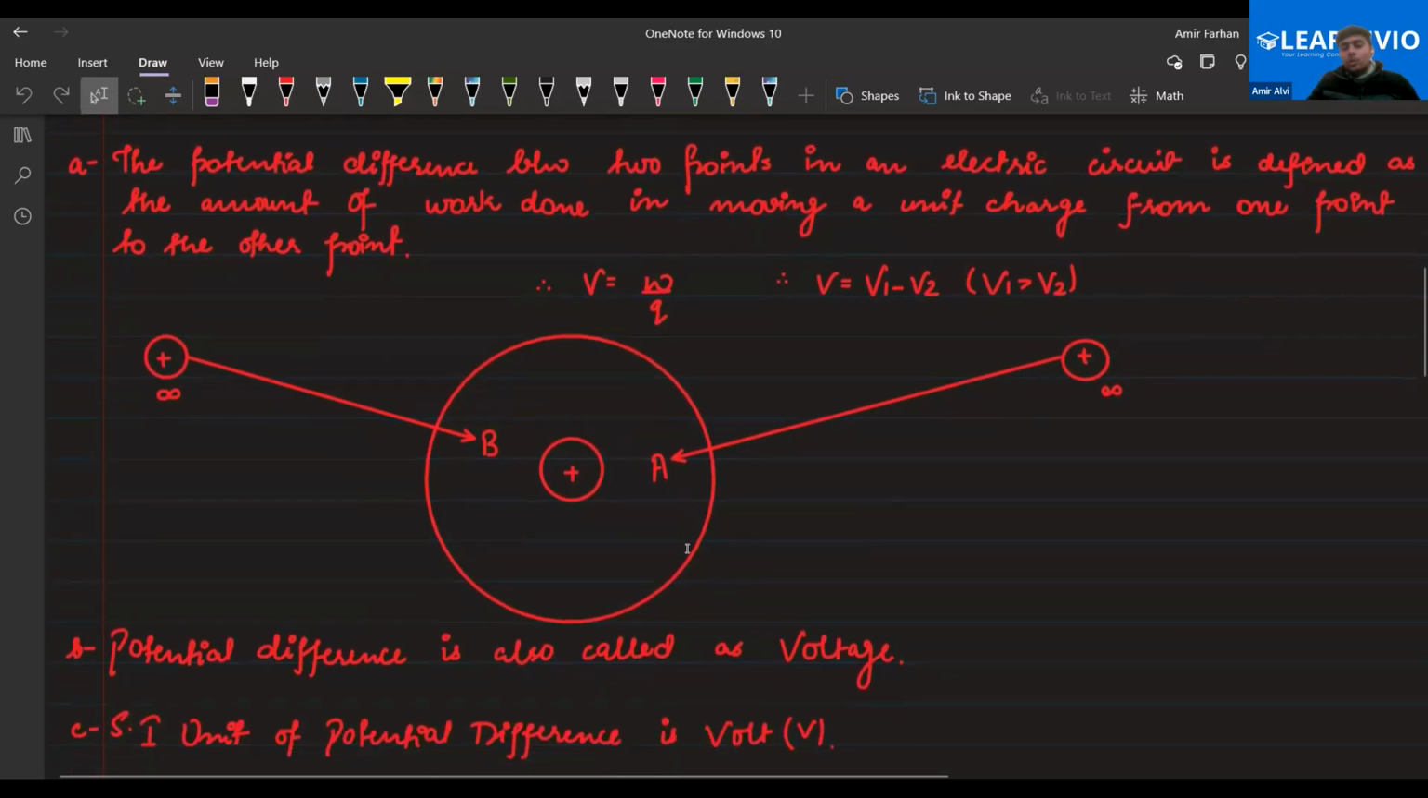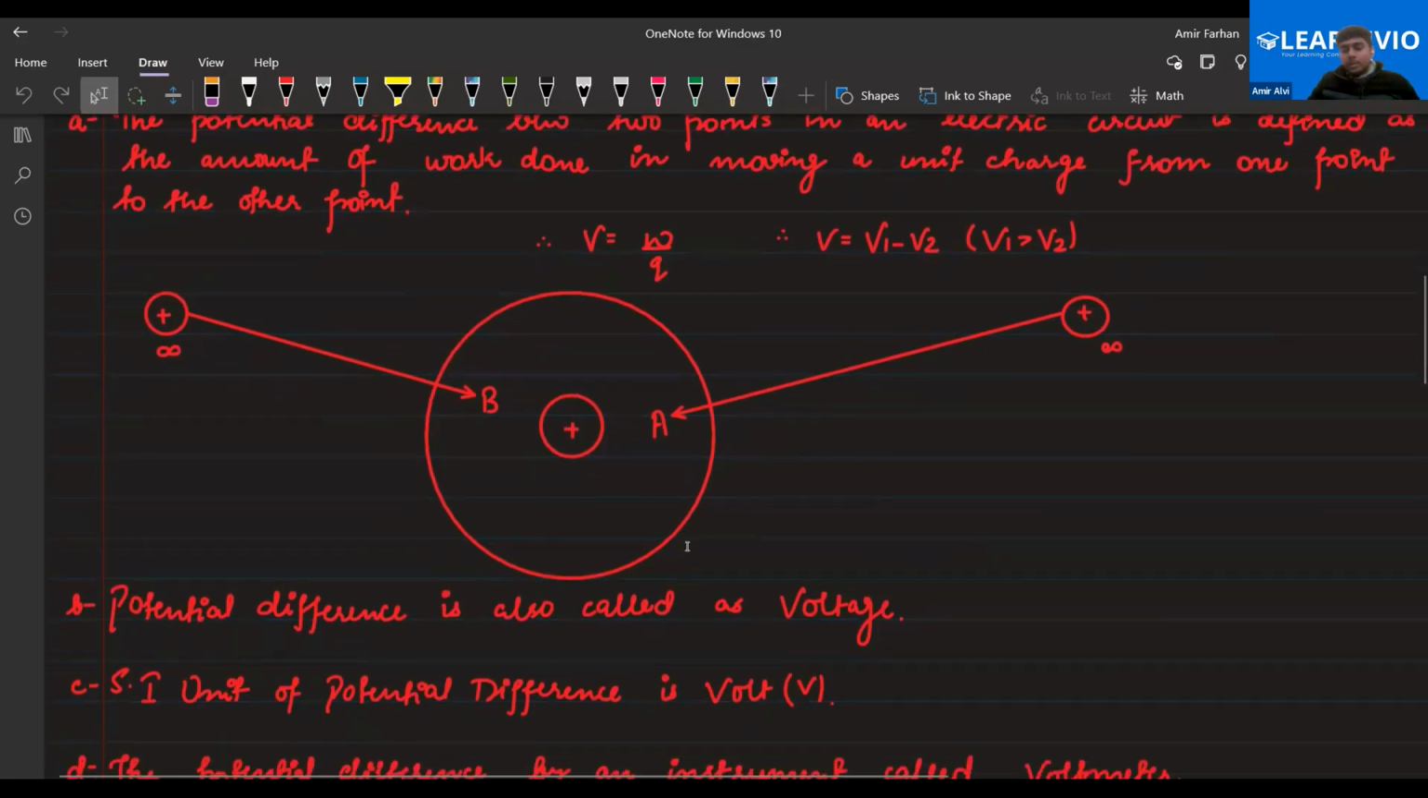Potential difference is also called the voltage. And the SI unit of potential difference is volt itself. Clear, all of you? One more thing: the potential difference is calculated as higher potential minus lower potential. Higher minus lower. Clear, all of you?